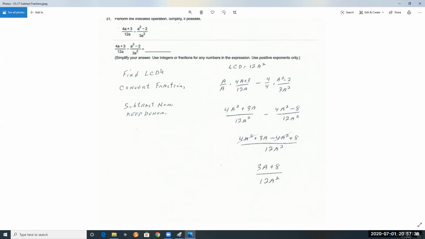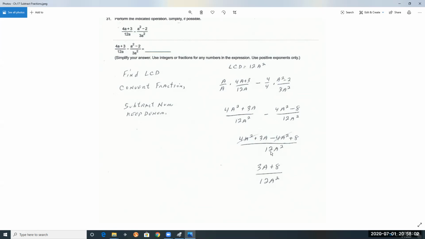For the second fraction, we have 3a squared, but we want to make it 12a squared, so we need to multiply by 4 over 4, which is a 1 factor. So 4 times the numerator is 4a squared. 4 times -2 is -8. Denominator is 12a squared. The next step is to subtract the numerators, keep the same denominator.